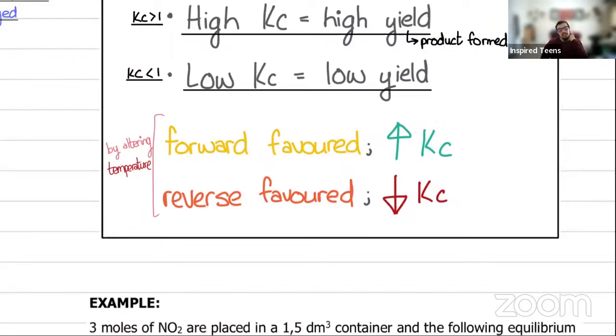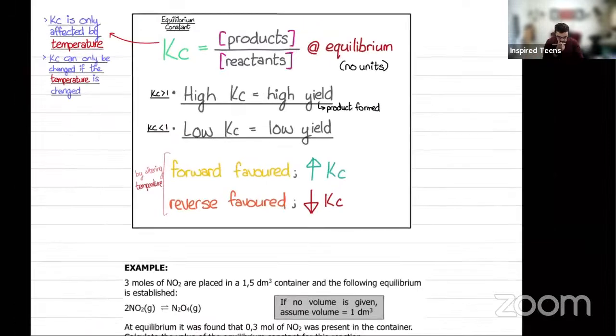Remember, changing temperature doesn't directly affect forward or reverse specifically. What does it affect? Changing temperature affects endothermic and exothermic. Whether the endo or exo is forward or reverse just depends on the question and the chemical equation specifically. That would then result in the forward or reverse being favored, and therefore Kc increasing or decreasing. So just keep that in mind.